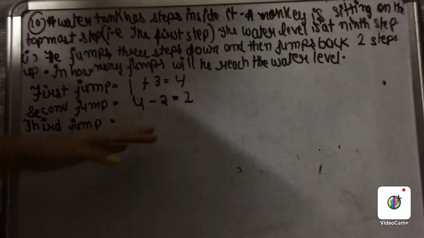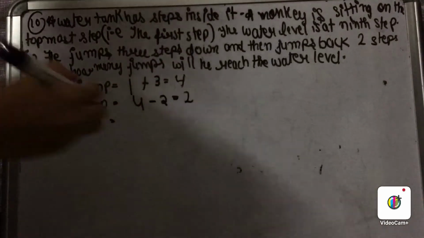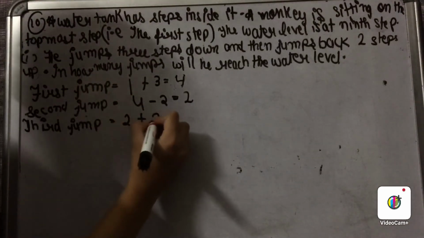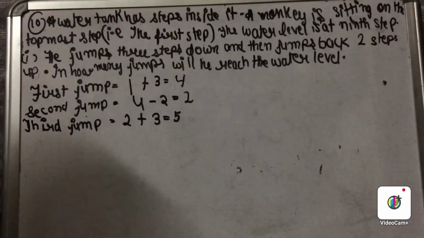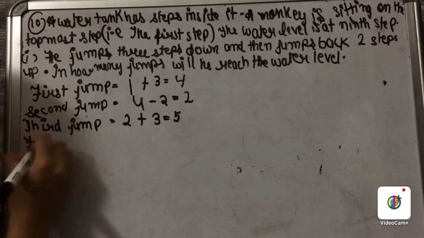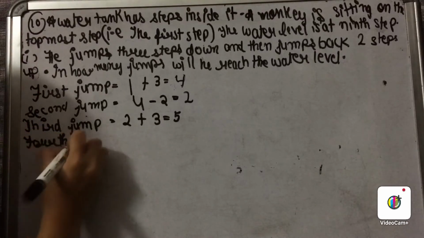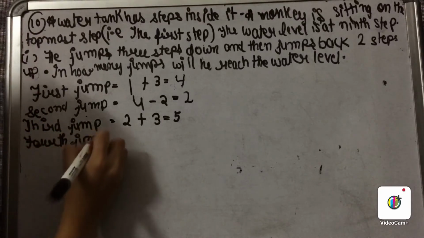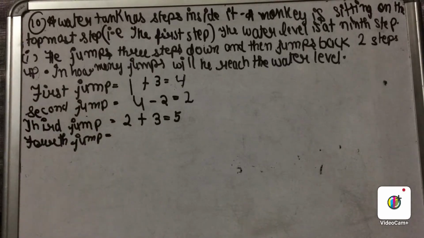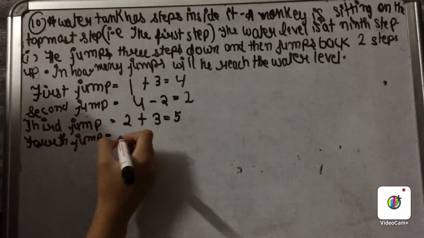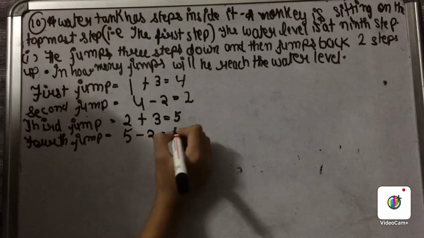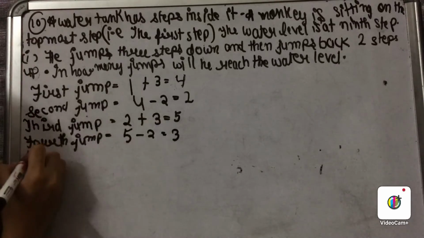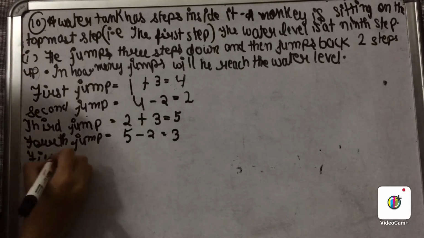What is our third jump? Our third jump would be 2 plus 3. What is 2 plus 3? It is 5. So now let us write here the fourth jump. The monkey would be very tired before reaching the 9th step. What is our fourth jump? In the fourth jump, the monkey would move 2 steps back, so it would be 3. And now our fifth jump.